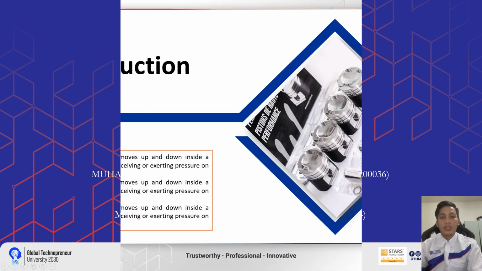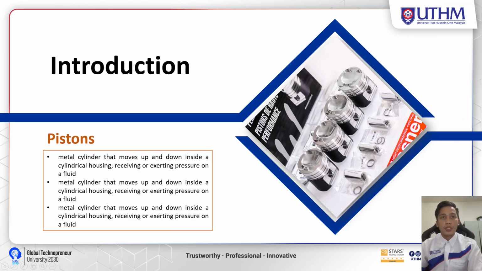For the introduction, this project is about pistons. A piston is a metal cylinder that moves up and down inside a cylindrical housing, receiving or exerting pressure on fluid, usually one of several in an internal combustion engine. It is the main moving component of the engine and is confined by a cylinder. A piston is often an inverted bucket-shaped machine with a tight but free-sliding fit in the cylinder barrel. Flexible piston rings that fit tightly in grooves in the top half of the piston ensure gas tightness.